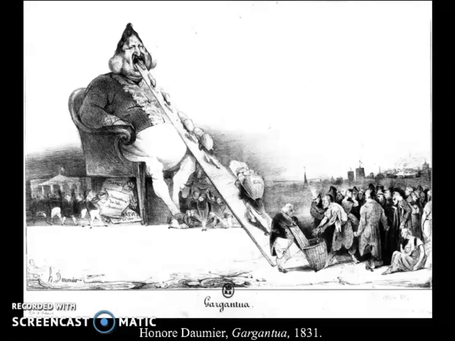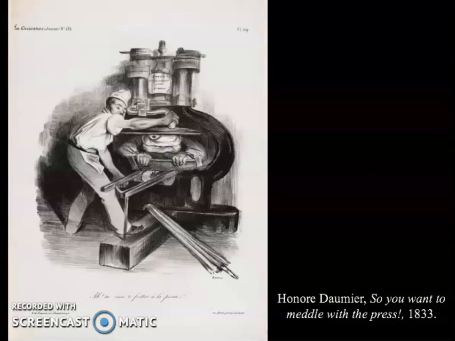So Daumier is going to receive 6 months in jail because of this cartoon and the depiction of the monarchy, which is really going to be sort of this substantial moment in sort of French repression of free speech. And of course, what Daumier does the minute that he is out of prison is to produce another cartoon called So You Want to Meddle with the Press from 1833, in which he depicts a man operating the press, here crushing King Louis Philippe under a press.